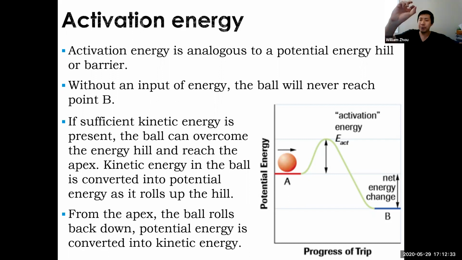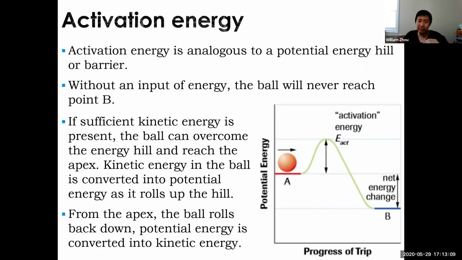But once you're at the top, it's very easy for the ball to just roll all the way to the bottom to reach B. But in order to reach B, you must have at least that amount of energy to get it over the hump in the first place. And that would be activation energy. All right, it's like a potential energy barrier. If you don't give the ball any energy, it will never reach B, despite the fact that B actually has lower energy than A, so that is more desirable, but you're not going to get there. So you need sufficient kinetic energy in order for a reaction to happen, even if it's exothermic.